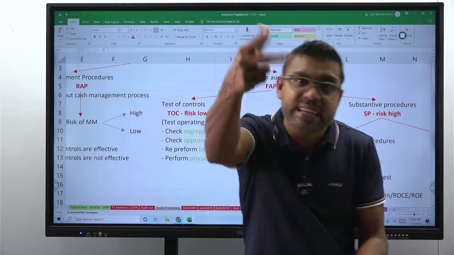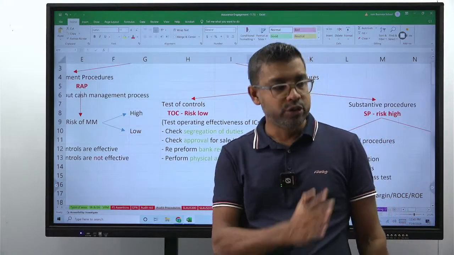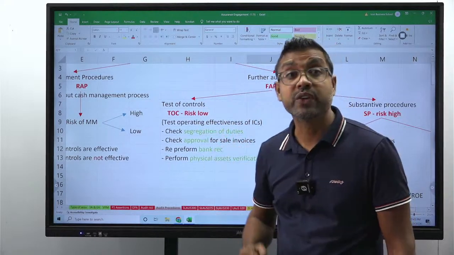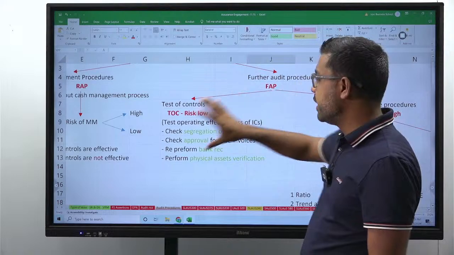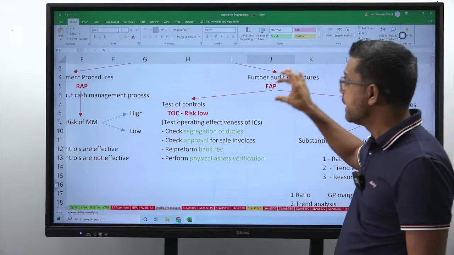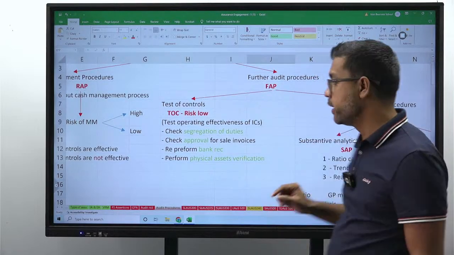You just test the effectiveness of internal control. Whatever you do to test the effectiveness of internal controls comes under test of controls. So the standard says when risk is at a lower level, your further audit procedure can be test of control. You can be satisfied with test of control.